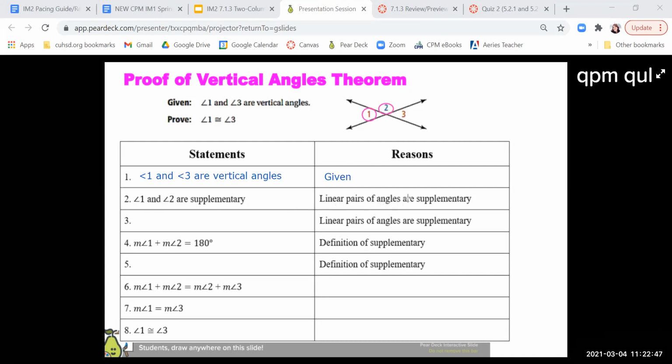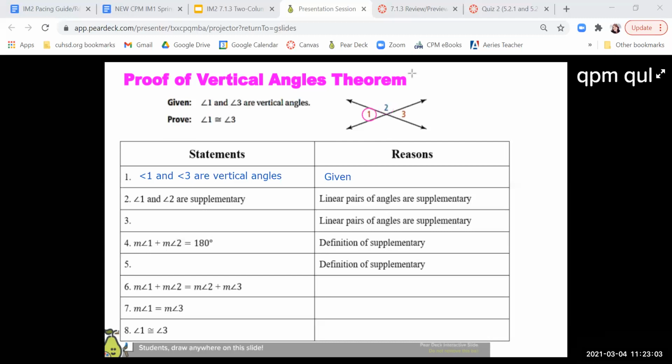That's true because linear pairs share that line. They span the line together, so if you add them up, they would make a line together. Linear pairs of angles like that are supplementary. So that's our reason why we know that.